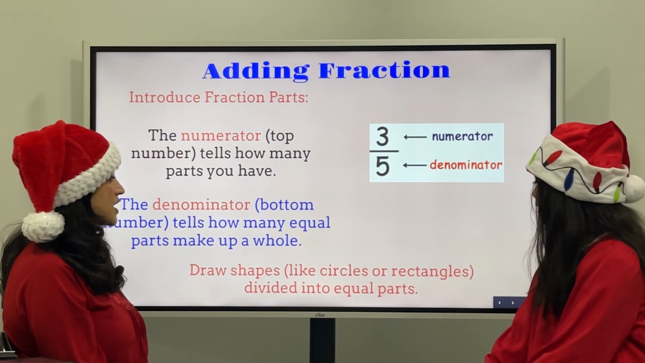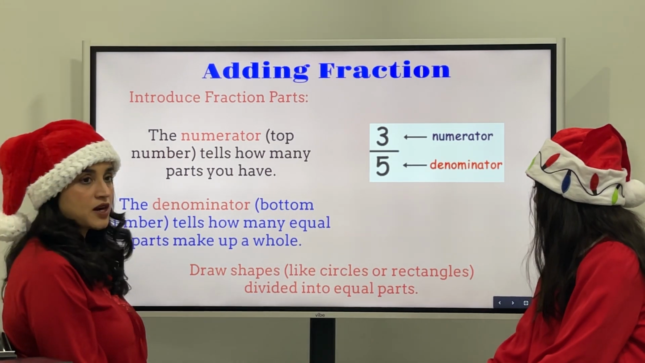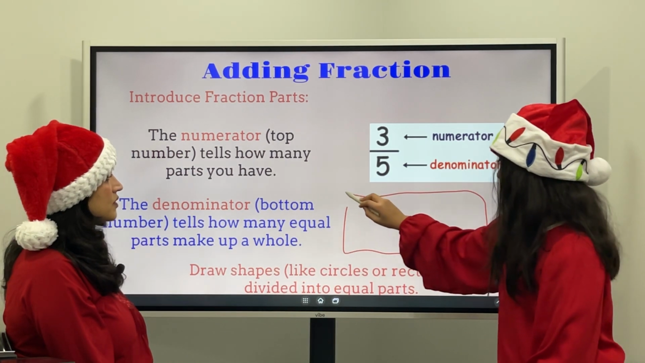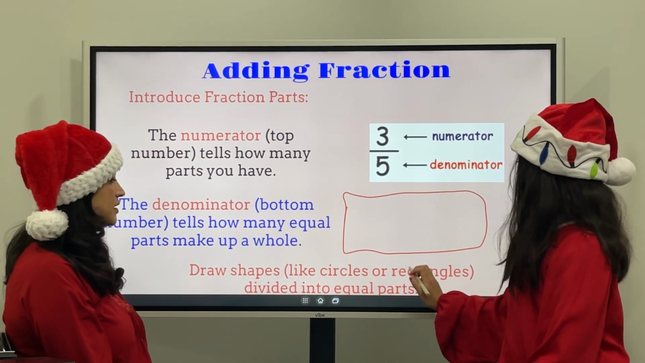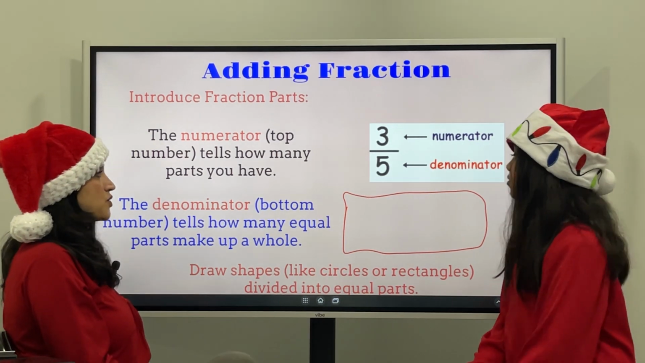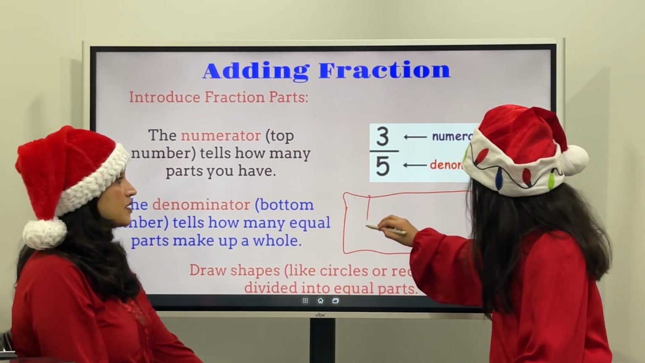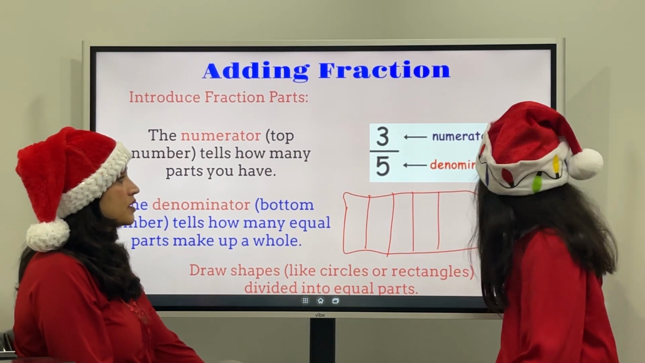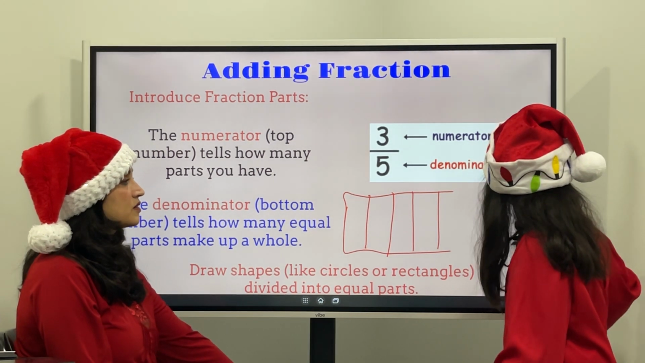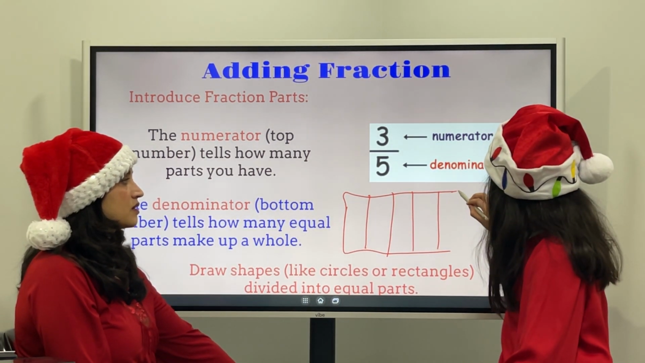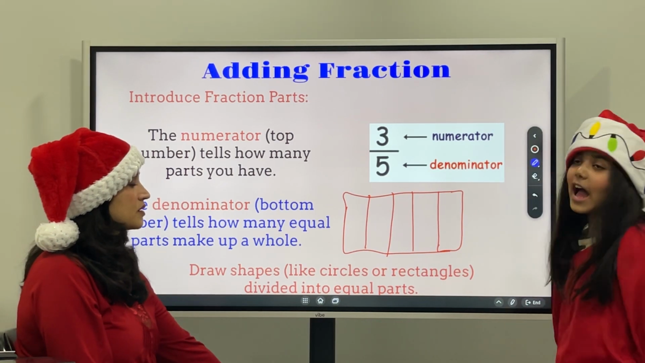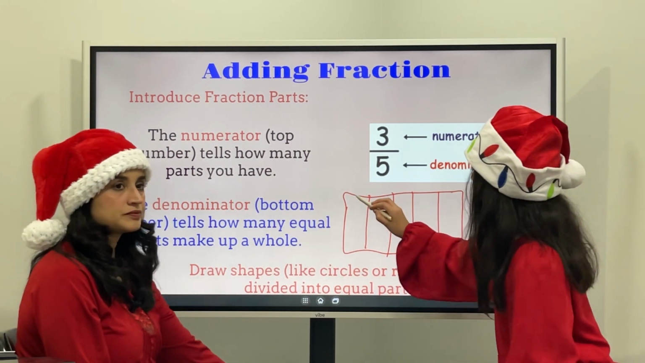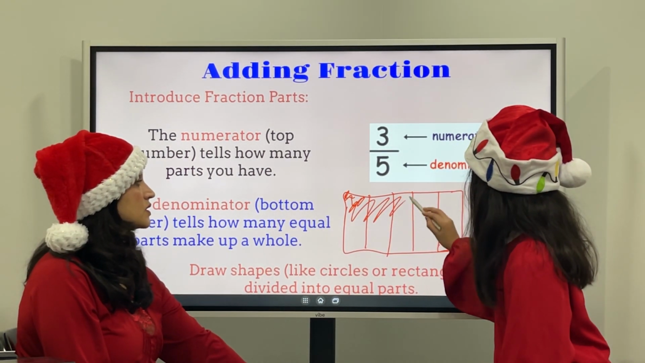Next, draw shapes like circles or rectangles divided into equal parts. Draw a rectangle and divide it into equal parts, so you have a total of 5 parts: 1, 2, 3, 4, and 5. No need to be perfect, Lina. I'm just trying to make it equal. Now I'm going to shade how much we ate, the 3 pieces.